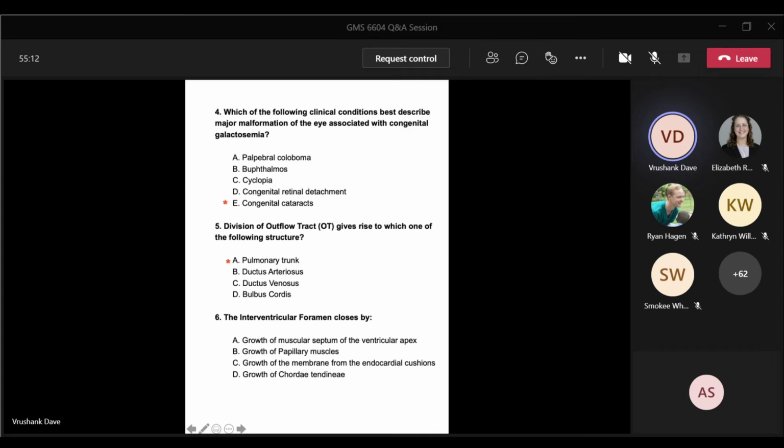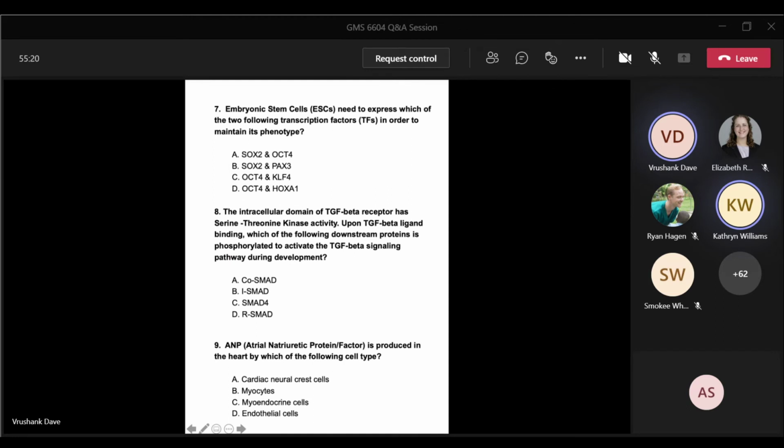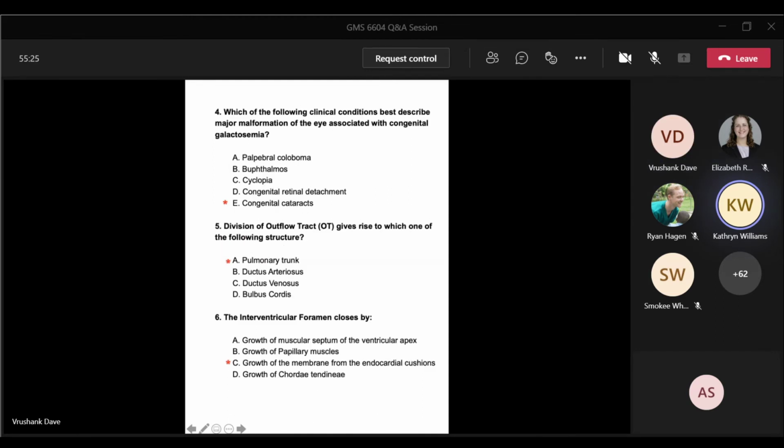Okay, let's go to. Okay, so that's correct. Number C is correct. I have a quick question about just the wording. Because I know there were like 2 in the lecture. Is interventricular foramen interchangeable with intraventricular foramen? Yes, that's correct. Did I write interventricular?